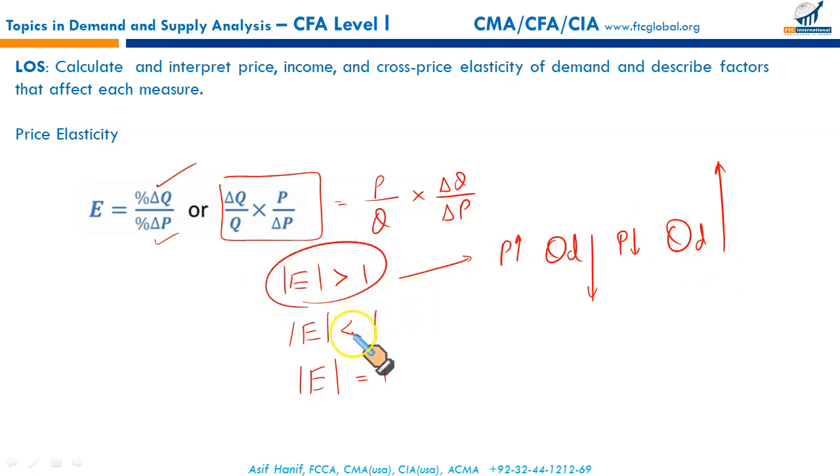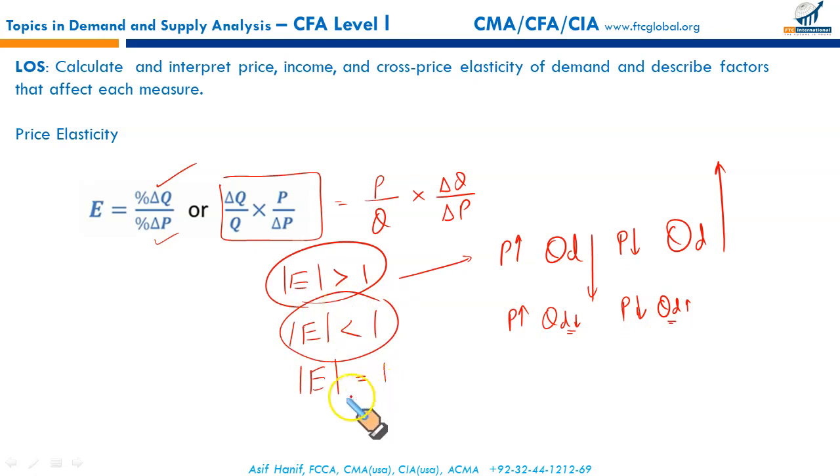When you say price elasticity is less than 1, in that case, an increase in price would see a little decrease in demand, or a decrease in price will cause a little increase in demand. So you can see the change in demand with regard to change in price is comparatively low. So this is called relatively inelastic.